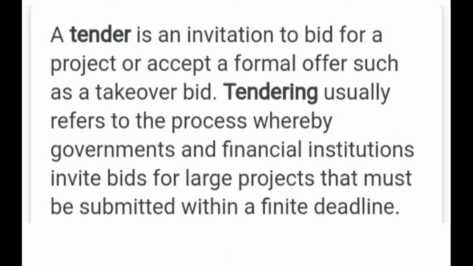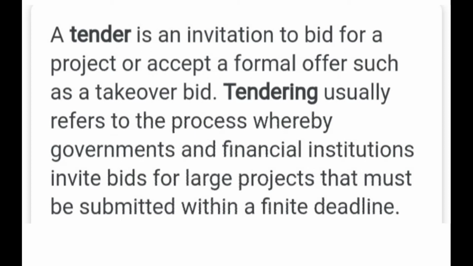Tendering usually refers to the process whereby governments and financial institutions invite bids for large projects that must be submitted within a finite deadline. Tendering means the process of choosing the best or cheapest company to supply goods.